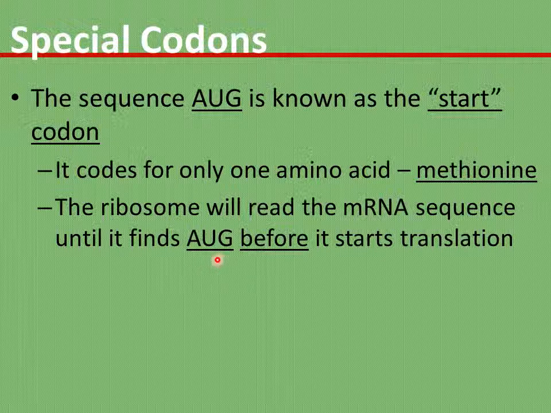Again, if the mRNA sequence does not have AUG, the ribosome will not start translation. The ribosome will only start translation if it can find that AUG segment. Once it finds AUG, it can read everything following it and start the translation process to make the protein. It doesn't matter how many codons are before AUG. You have to have AUG before you start translation.